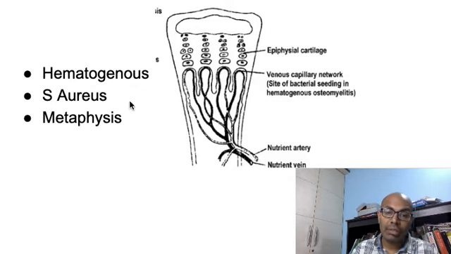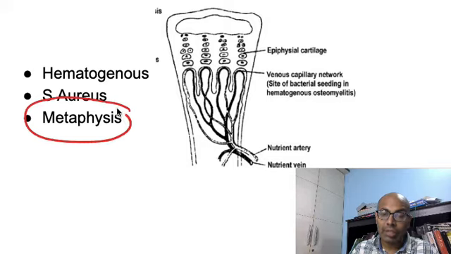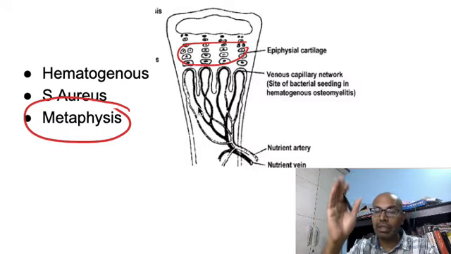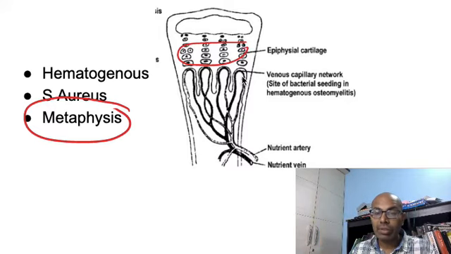Why does it occur more commonly in the metaphysis? All of us know this answer very well. Because we have this growth plate when we are younger, the blood vessel that enters as a nutrient artery enters as an ascending vessel and a descending vessel. The ascending vessel, which goes to the metaphysis, forms loop-like structures, right? They form loop-like structures in the metaphysis.